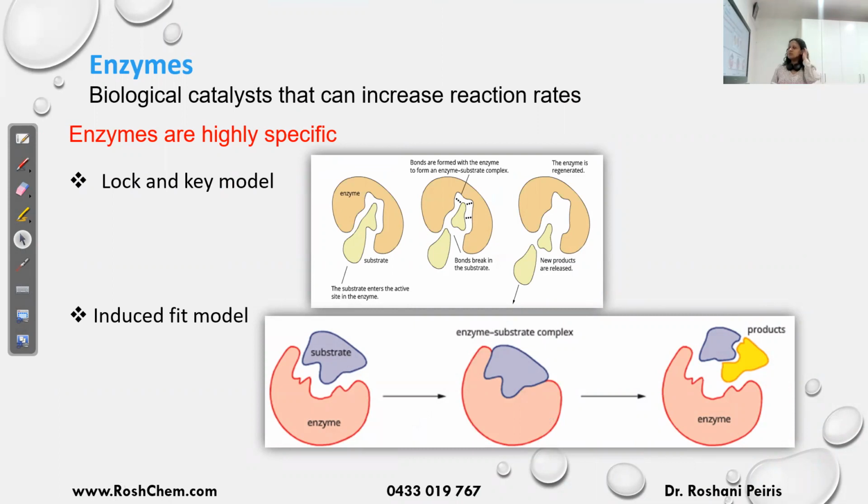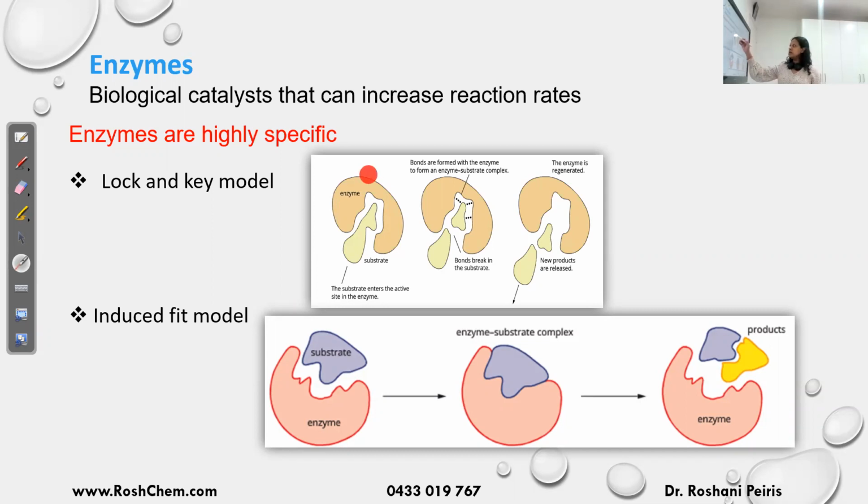So what is meant by specificity? So one enzyme can catalyze only one type of reaction. So to explain the specificity of enzymes, we use lock and key model and the induced fit model. So according to the lock and key model, the enzyme and the substrate will fit like a key and a lock.